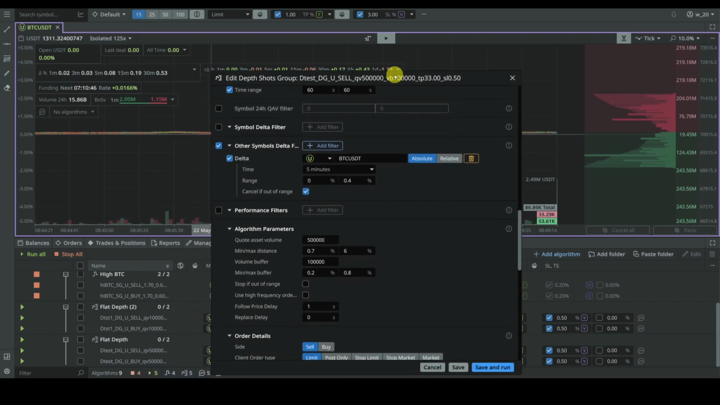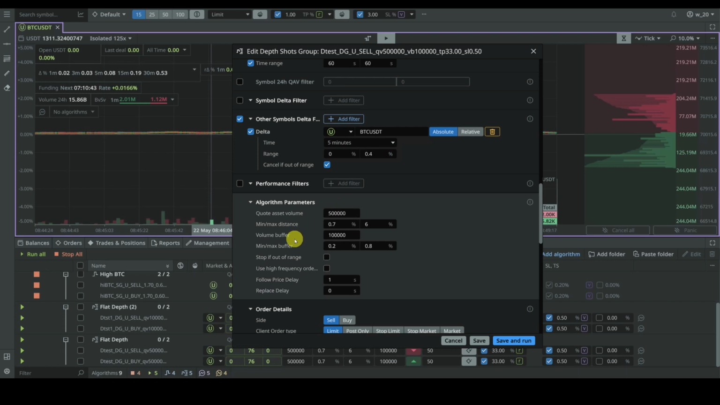As for the minimum and maximum buffer, I thought about it this way. What would be a good buffer for a regular shot at 0.7% and also at 6%? So I went with 0.2 and 0.8 respectively.